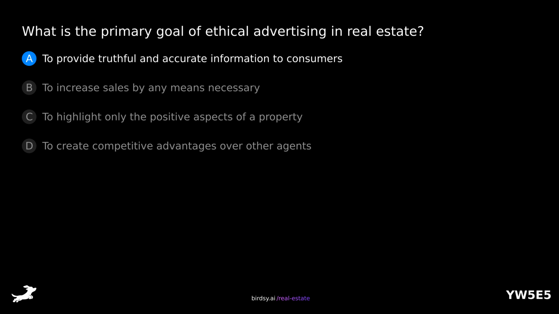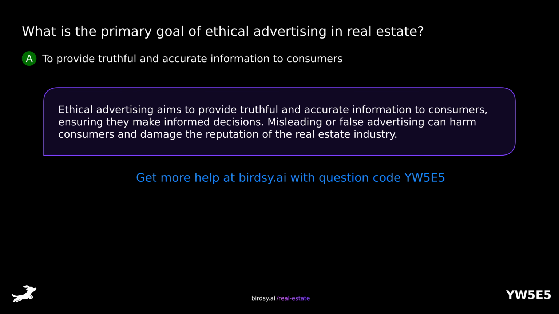What is the primary goal of ethical advertising in real estate? Is it A, to provide truthful and accurate information to consumers? B, to increase sales by any means necessary? C, to highlight only the positive aspects of a property? Or D, to create competitive advantages over other agents? The answer is A, to provide truthful and accurate information to consumers. Ethical advertising aims to provide truthful and accurate information to consumers, ensuring they make informed decisions. Misleading or false advertising can harm consumers and damage the reputation of the real estate industry.